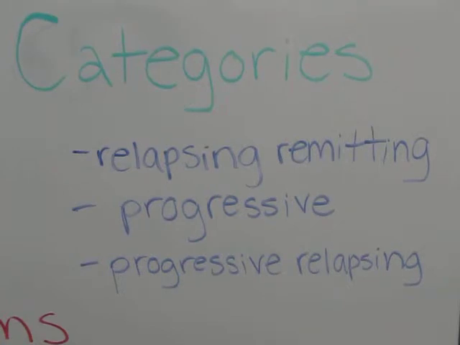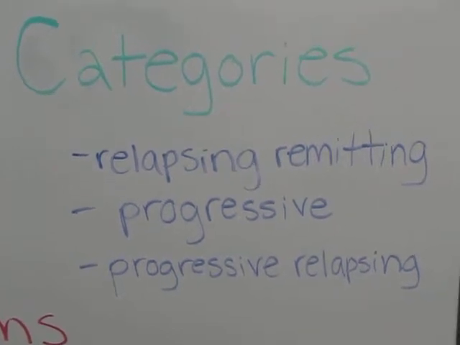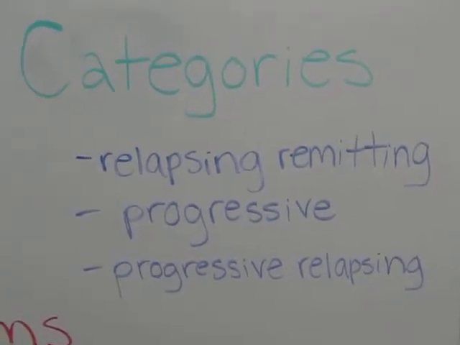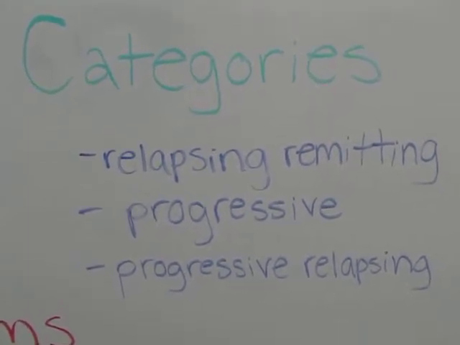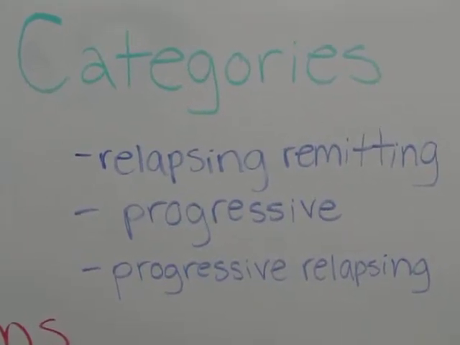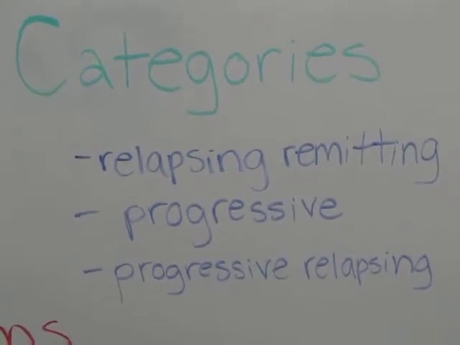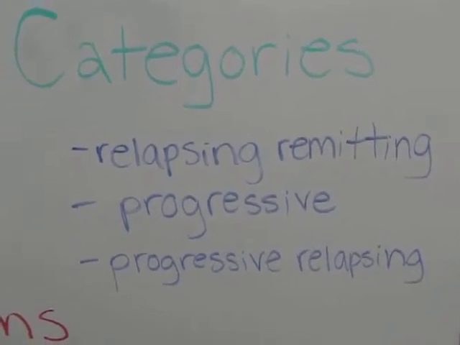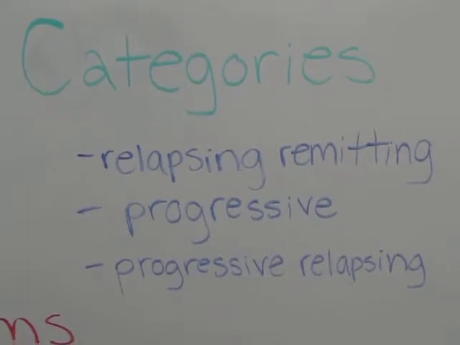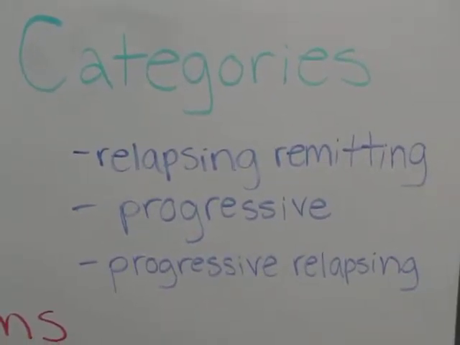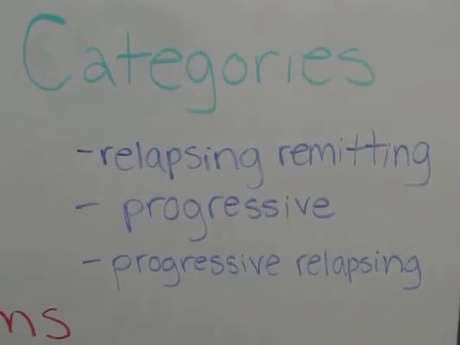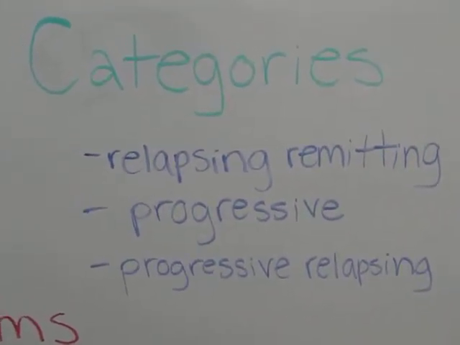It is characterized by random periods with symptoms, called flare-ups, that can last days or months with asymptomatic periods in between. Progressive is characterized by continuous neurological deterioration with no periods of relapse. Progressive relapsing is characterized by continuous neurological deterioration, but there are periods of relapse where the symptoms lessen for a period of time.